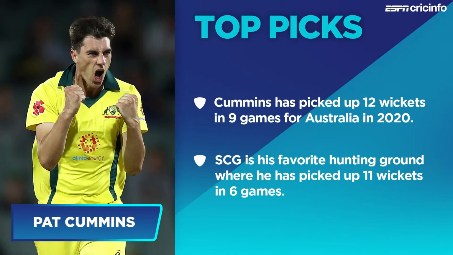Pat Cummins is there, the most prolific wicket taker in international cricket in 2019. And he's in decent touch in 2022, 12 wickets in 9 games for Australia.